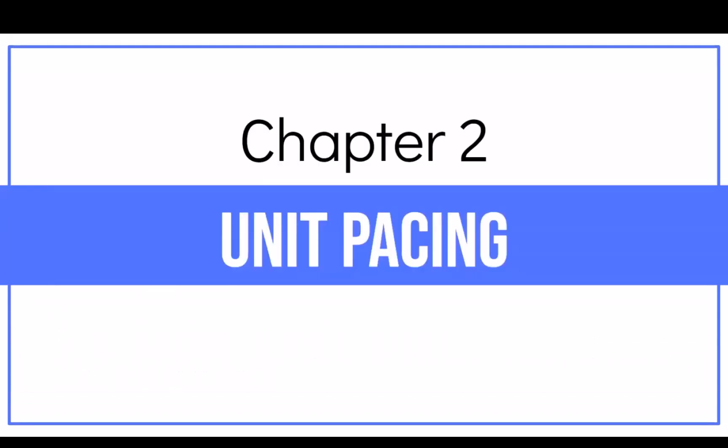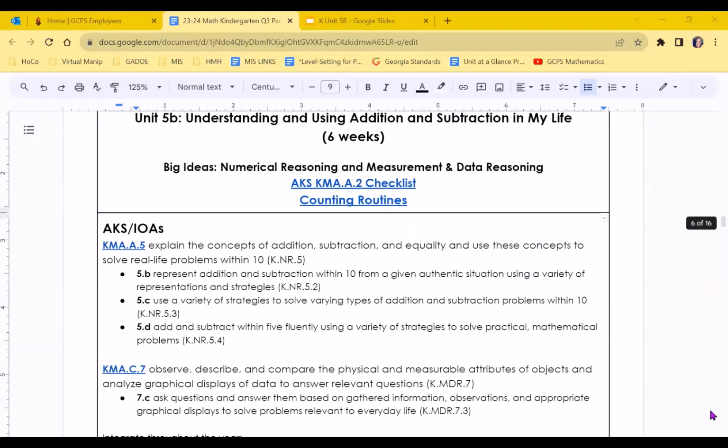Pacing guide is an example intended to model how instruction of the AKS and IOAs in each unit may be facilitated, but teachers should design pacing to be responsive to the learning needs of their students. Let's take a look at our pacing guide for Unit 5B. In the box, which names the unit, you will see the suggested pacing. For Unit 5B, we suggest about 6 weeks.